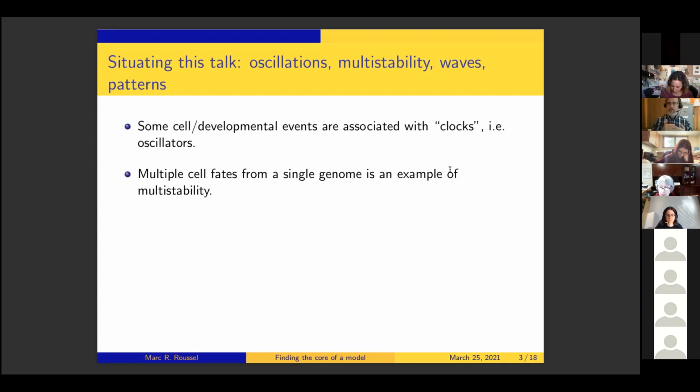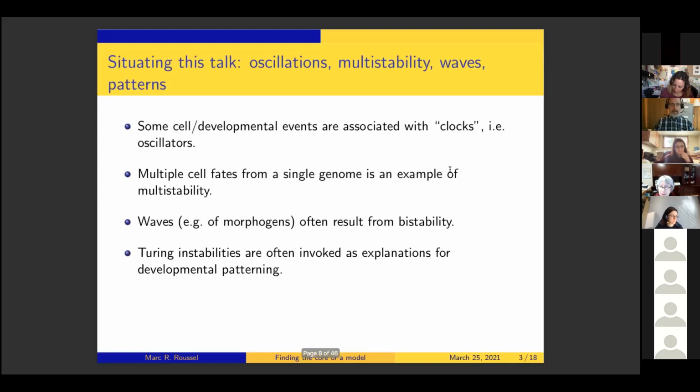At smaller levels, an awful lot of the local decisions about what a cell is going to do are based on having two or more possible steady states and the cell choosing one. But more than that, the bistability during development, right? So the bistability often results in waves, for example, waves of morphogens. And so we have those kinds of dynamics as well.